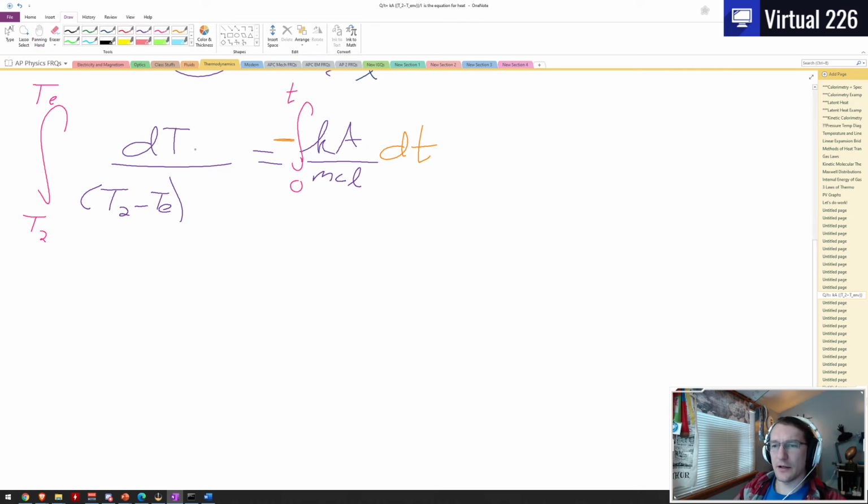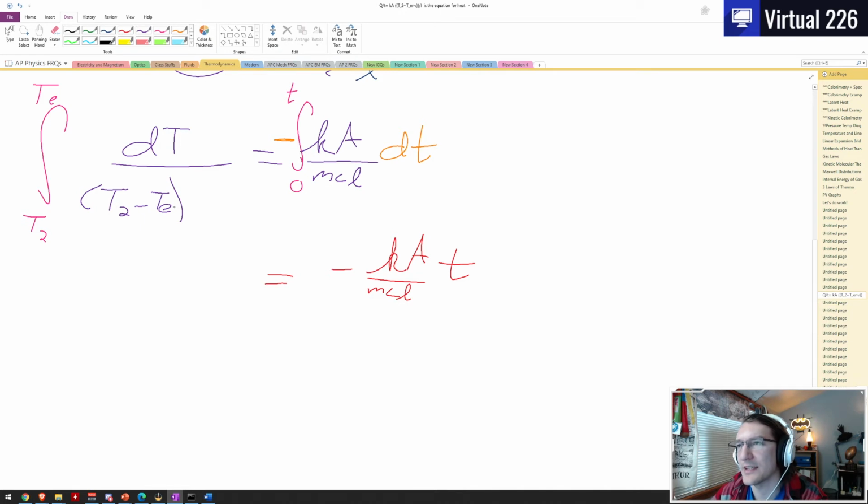On the left here, we're going to get a natural log in a second. We're going to have to do a little bit of upper minus lower and deal with that. But on the right, what I quickly see is I'm just going to have minus Ka over MCLT. And on the left here, I get this natural log. I need to be a little bit careful here when doing this natural log. I'm going to get the natural log of this quantity, T2 minus TE.